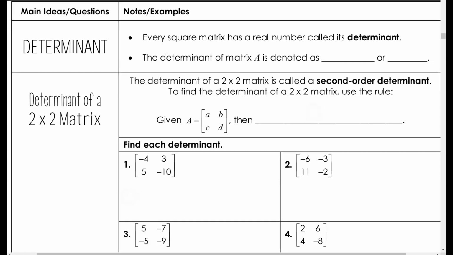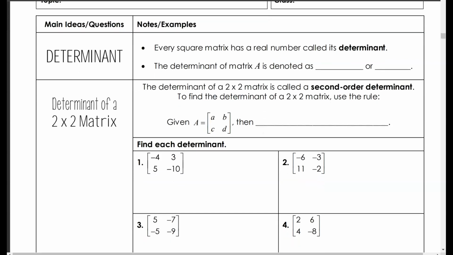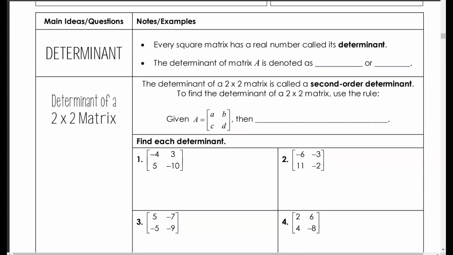All right, in this video, we're going to be looking at determinants and how to calculate determinants from matrices. Every square matrix, and when we talk about a square matrix, we're looking at an m by m, so it has the same number of rows and the same number of columns, has a real number called its determinant.